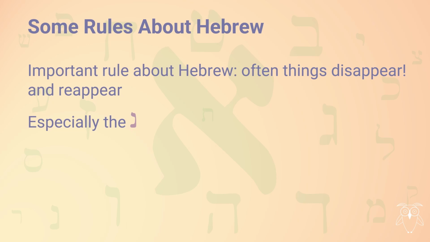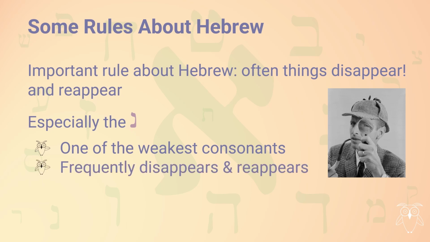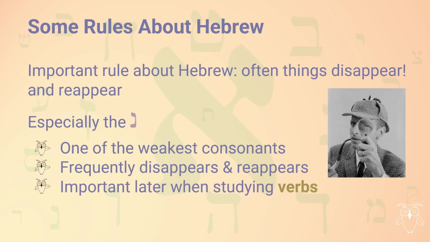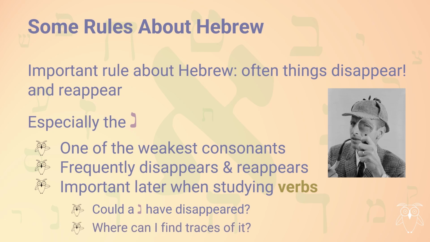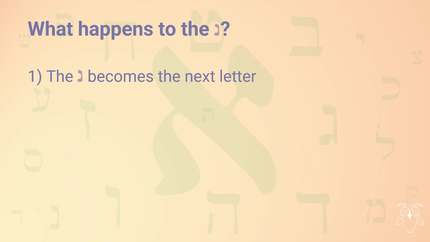In fact, the nun is probably one of the weakest consonants of Hebrew because of how often it disappears and reappears. This will become especially important when we get to verbs and verb conjugations, so it is helpful to already train your mind when looking at a Hebrew word to think, could a nun have disappeared here, and if so, where could I find traces of it? So what happens to the nun in this case? The first thing that can happen, and that happens quite commonly, is that the nun changes into the next letter.